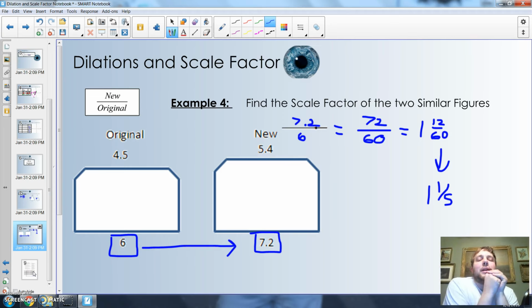How can we remember that? New over the original. Are new things always over original things? New things are always better? They've upped the ante over the original? So new is always on top? I don't know. Try and think of something.